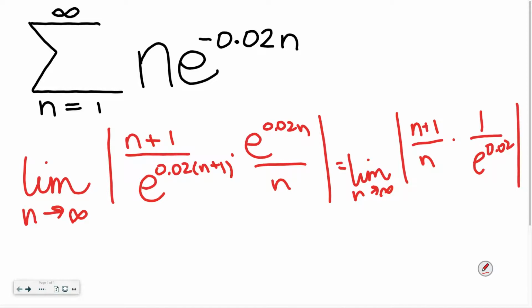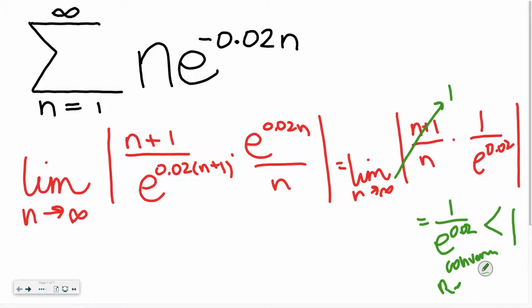Okay, if you do the ratio test, you should end up with this when you simplify. And then when you do the one, this guy goes to 1, so our limit is 1 over e to the 0.02, and we figured out that this is less than 1, so we converge by the ratio test. Fun. And then I'm assuming we're going to see negative 0.02 again. My favorite number.